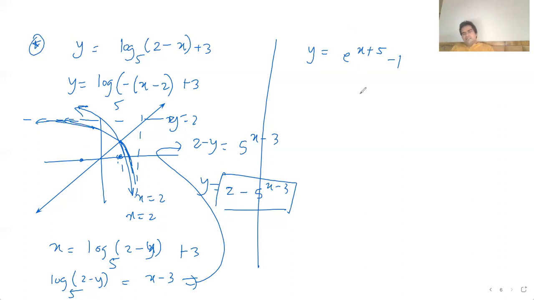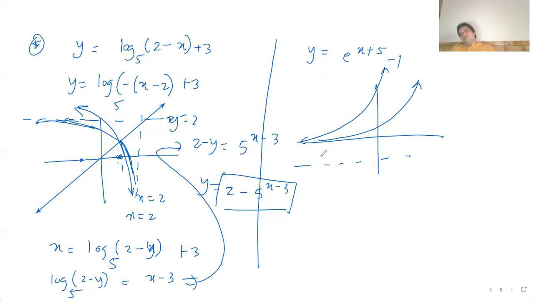Now coming to the second example, the e to the power x graph is here. If I move 5 units to the left, the graph is something like this, and move 1 unit down. If I move 1 unit down, I have no idea where this cuts. It'll be e to the power 5 minus 1 actually. Let's say this is e to the power x, it'll be e to the power 5. If I move 1 unit down, it'll be somewhere here. But still, the asymptote is going to be this axis, y equals -1, because the graph has shifted 1 unit down.